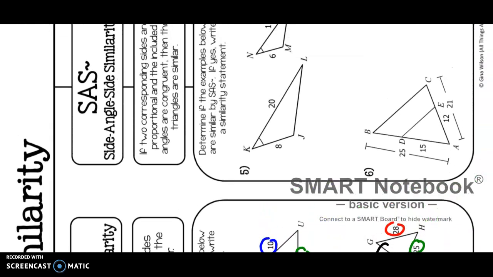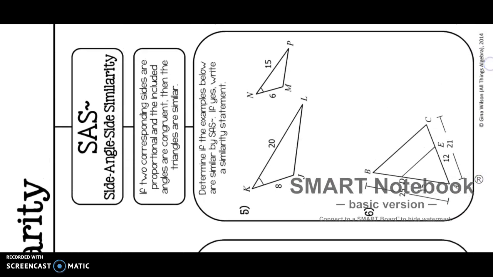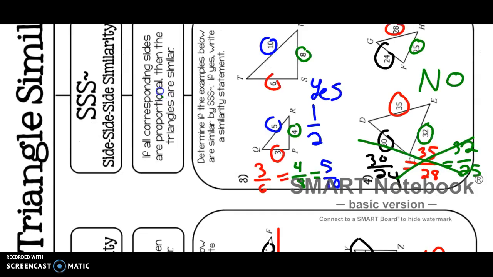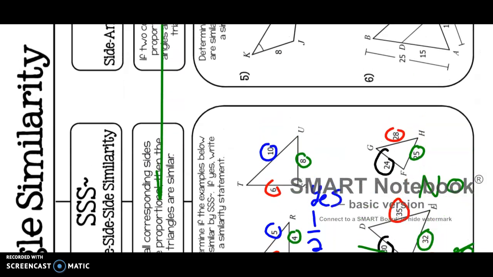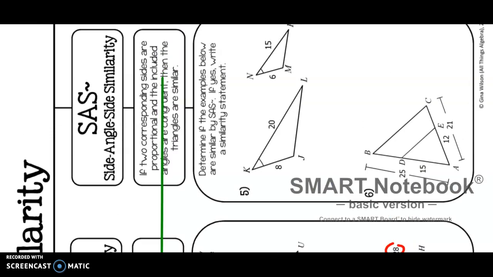And the last one is side-angle-side similarity. If 2 corresponding sides are proportional and the included angle, what was that again? The included angle, okay? Remember, we talked about the included angle before. That means that the angle has to be in between the sides. So if 2 corresponding sides are proportional and the included angles are congruent, that one in between has to be congruent.